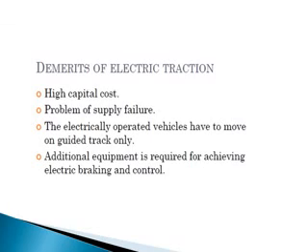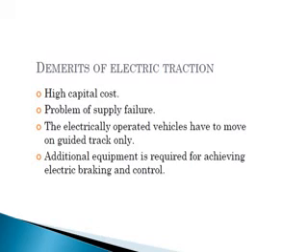Second one is problem of supply failure. That means electric traction is totally based on the electric supply, and if the supply fails, that means the total huge system will collapse. That is a major drawback. And thirdly, the electrically operated vehicle has to move on a guided track only. That means it has a fixed track, we can see it, and we cannot move our traction drives in different ways. Not like that.